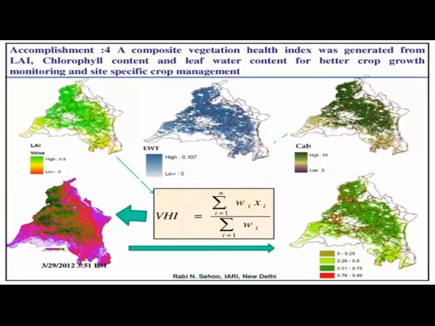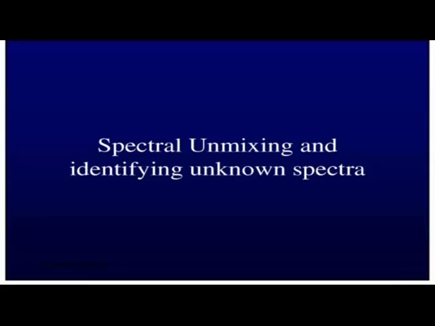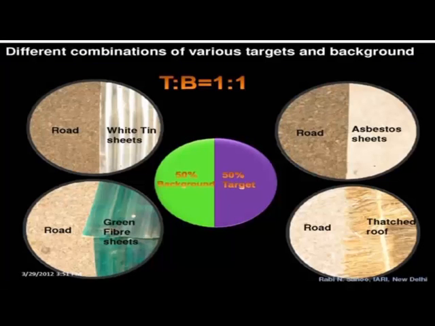Then coming back to the last phase, how spectral unmixing one can do, or identifying unknown spectra. So this is the field of view; within the sensor's field of view, like the sensor is at 25 degree, you can know what the field of view is. So you have different features, again at a 1:1 ratio. That means 50% is the background, 50% is the target. So like this, you have 50-50, like you have a lawn, you have tin sheets, you have grass, you have a thatched roof. So you will get a spectra which will be a mixed spectra. You can have a pure spectra of grass, a pure spectra of tin, then you will get a mixed spectra now.